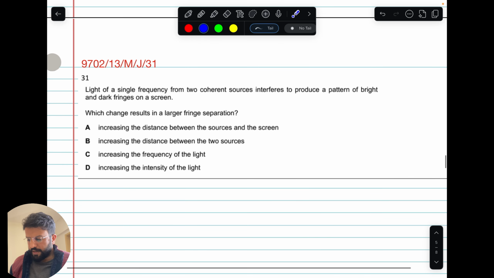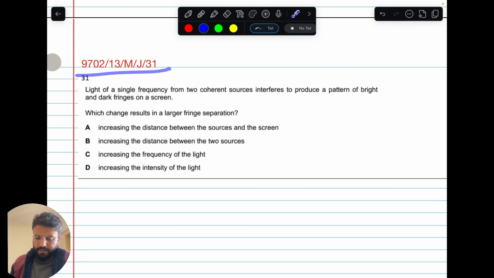Let's try to solve some questions. The question is from the May-June 2025 paper.